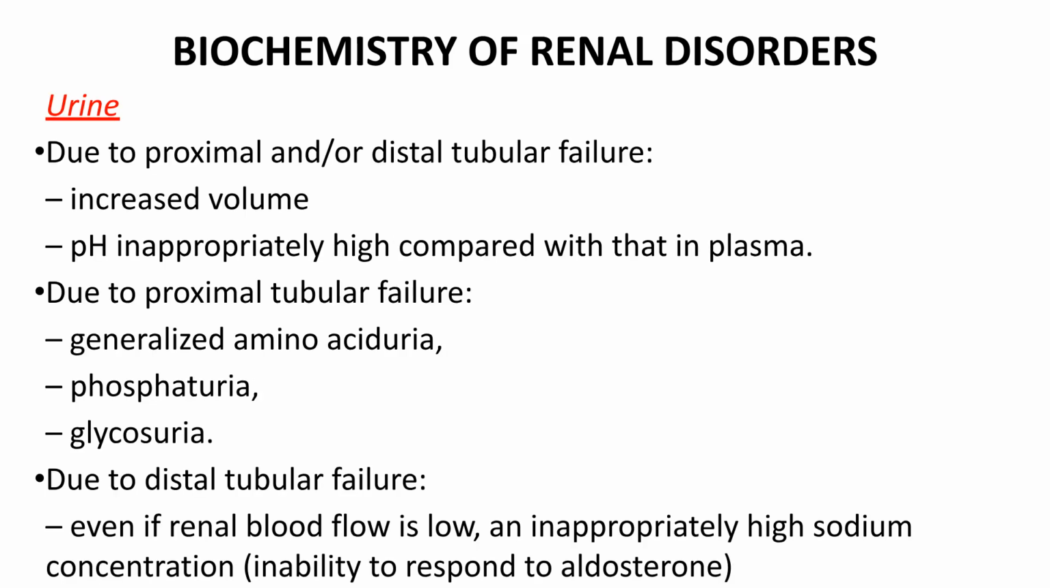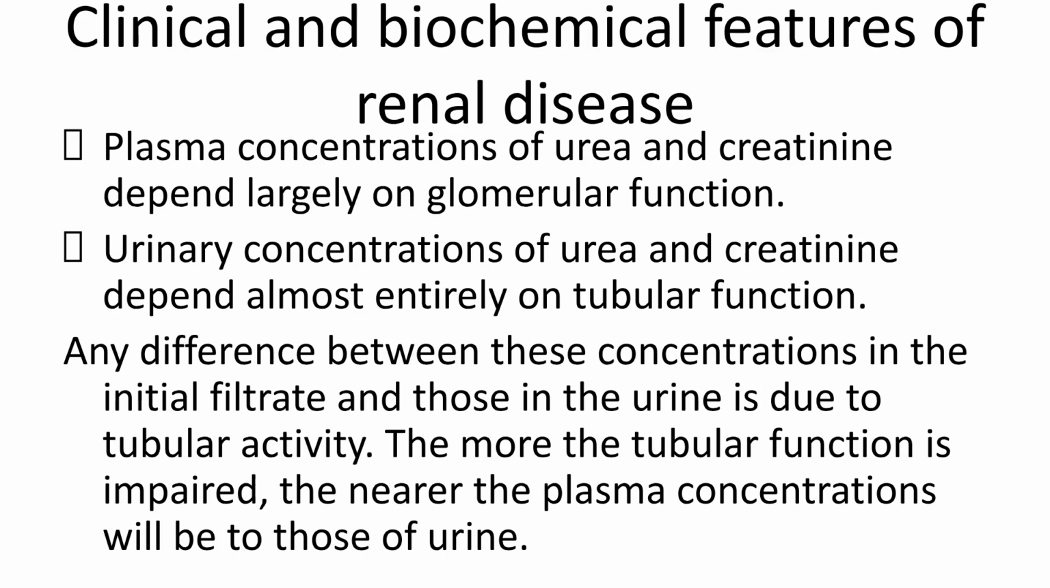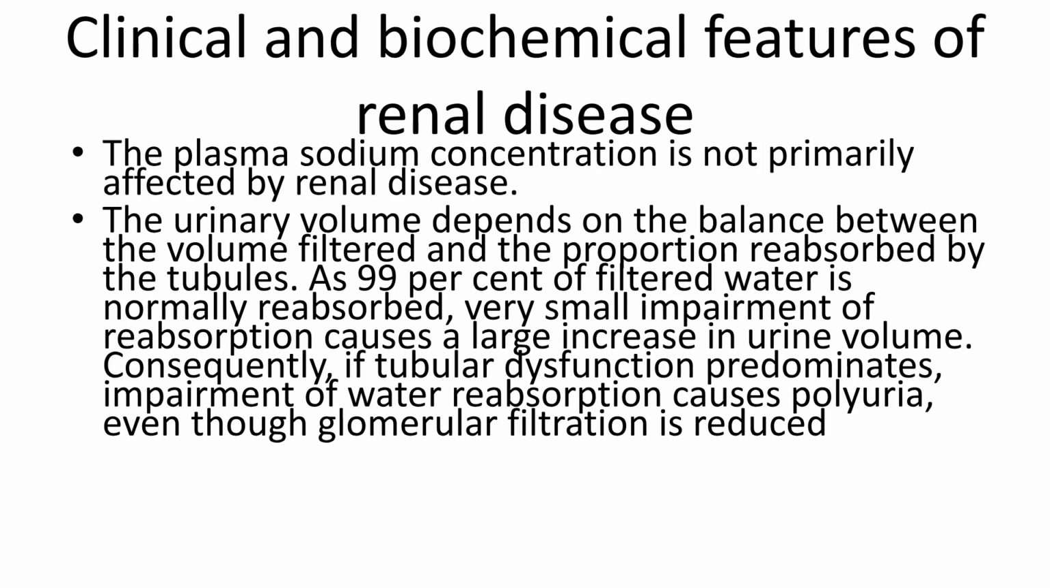Findings with reduced tubular function include normal plasma urea and creatinine. Low bicarbonate and pH indicate acidosis, and hypokalemia may be present. Hypophosphatemia, hypomagnesemia, and hypouricemia may occur due to proximal tubular failure. Urine findings with reduced tubular function include increased volume and inappropriately high pH. Proximal tubular failure causes aminoaciduria, phosphaturia, and glycosuria. Distal failure results in high sodium concentration and low osmolality despite appropriate hormonal stimulation. Plasma concentrations of urea and creatinine mainly reflect glomerular function, while urinary concentrations largely depend on tubular function.